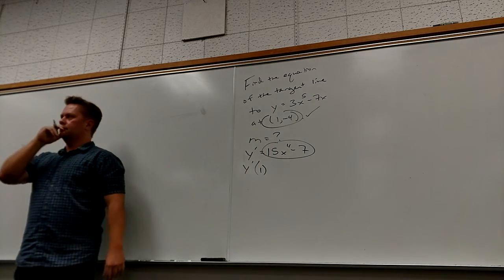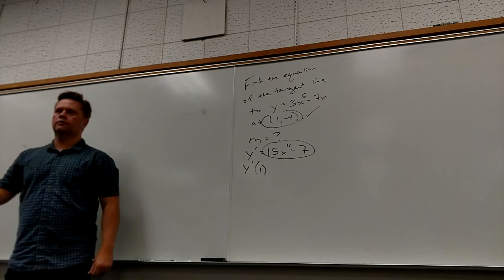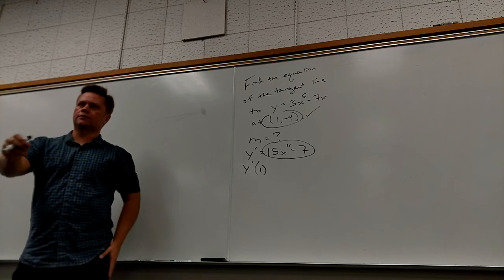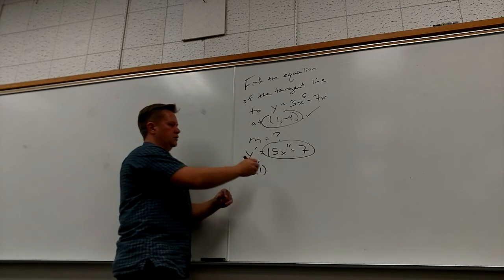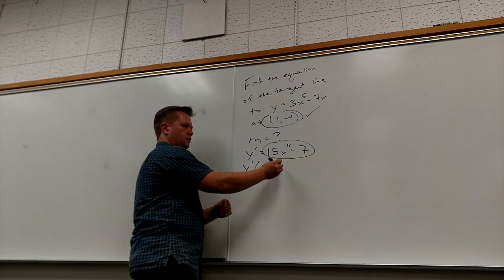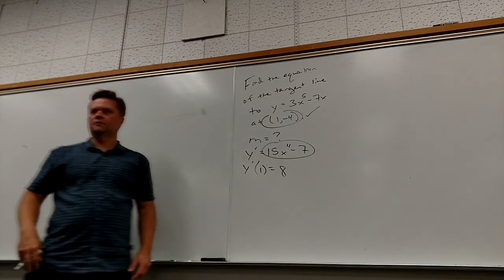Because then it won't be linear for one thing. It's not an equation of a line then. I only need the slope at that point, not at every point. So what's y prime at 1? 15 times 1 to the 4th, minus 7. It would be 8.